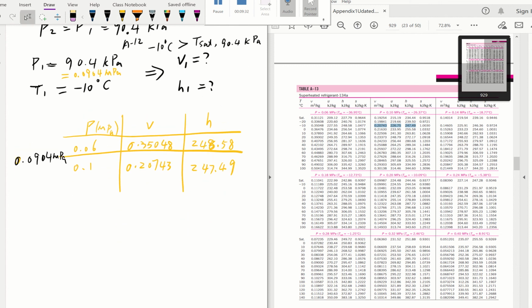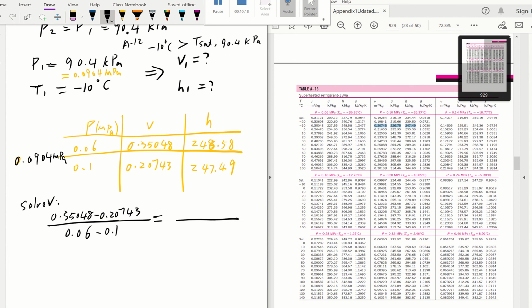Here we're going to use linear interpolation. I'm going to write down the equation to solve V. First, I'm going to use 0.35048 minus 0.20743, over the pressure 0.06 minus 0.1. You say, okay, we're getting a negative value. It's okay, but you have to pair them up. For example, if I use this value, 0.35048, I have to correspond it to 0.06.